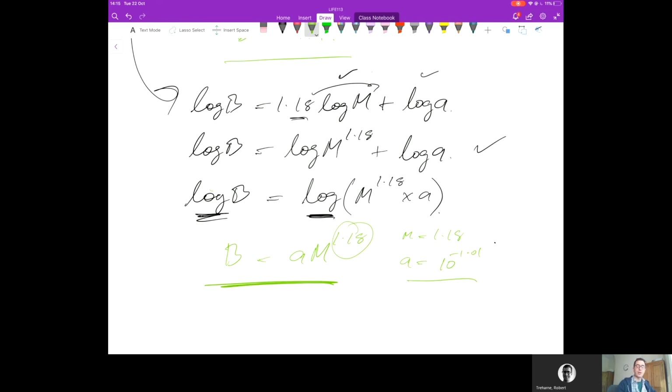So it's not a linear function that best describes that relationship. It's actually a power law with those parameters.